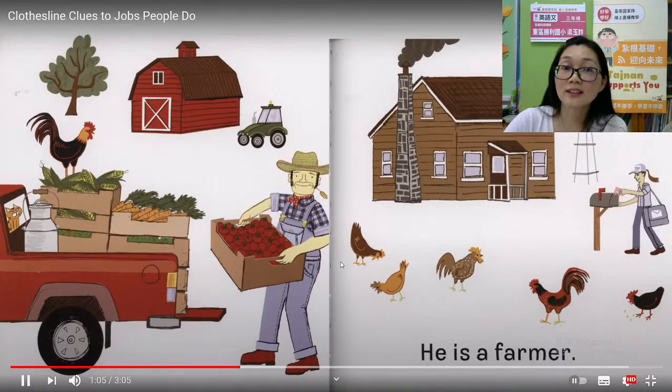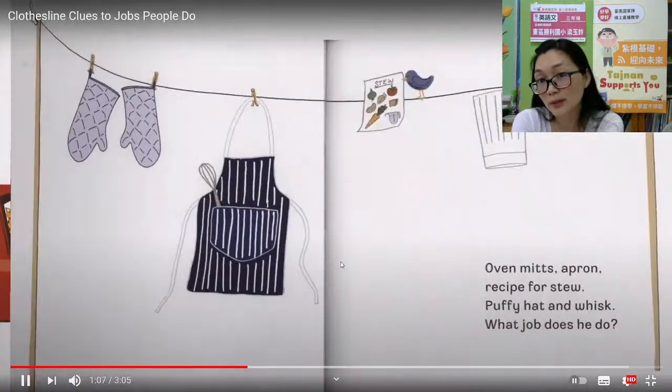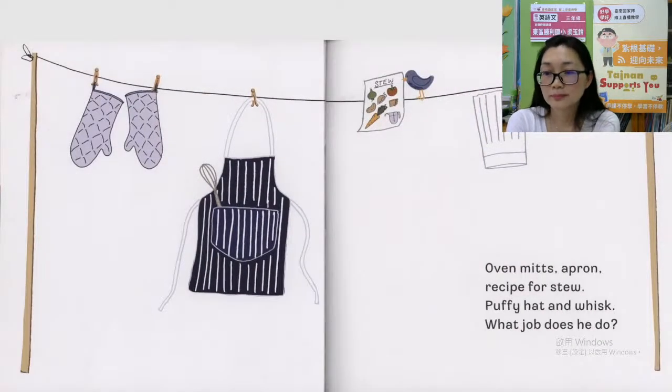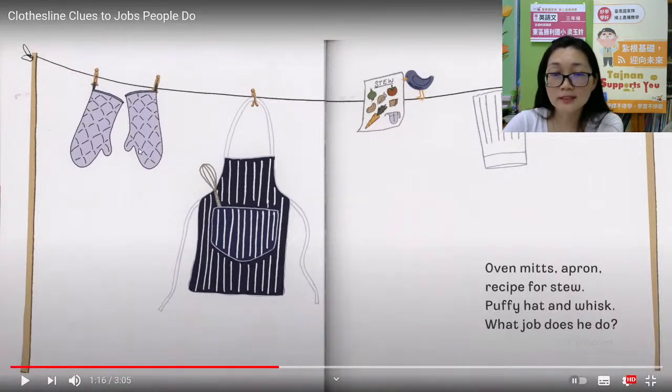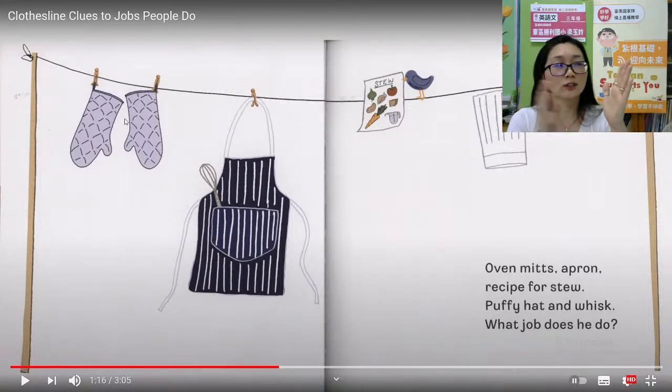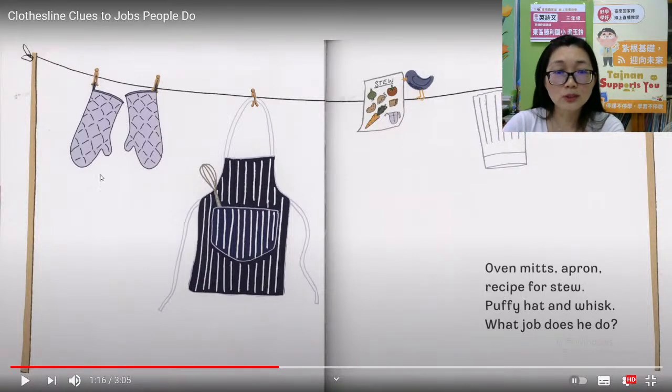So let's see the next question, the next job. Oven mitts, apron, recipe for stew, puffy hat and whisk. What job does he do? Okay, so oven mitts. These we call oven mitts. You don't want to burn yourself. You have to wear the oven mitts, because things in the oven are quite hot. Okay, and apron. Your mom is cooking, she always wears the apron, right?